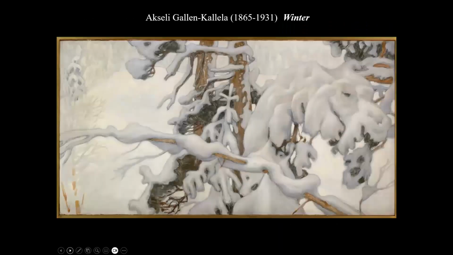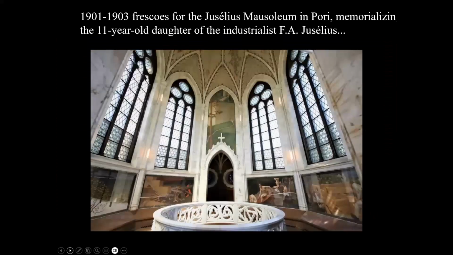I don't think anybody paints snow any better than Gallen-Kallela. And this is a massive canvas because it's part of a fresco sequence representing the 4 seasons. This is winter. I love the way the boughs bend under the weight of the snow, famous pine trees. And this is the sequence to which it belongs. It probably isn't a wise idea to engage in fresco painting in Finland.